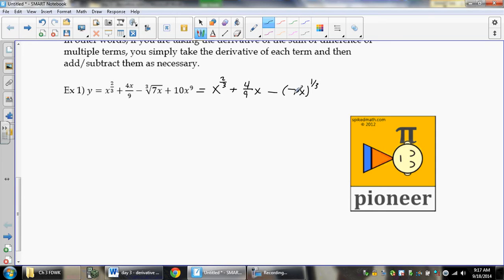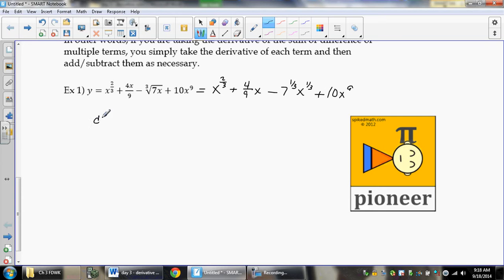Well, wait a minute. We haven't talked about when you have a 7 raised to 1/3. So you know what? I'm not going to leave it like that. 7x to the 1/3 is the same as 7 to the 1/3, x to the 1/3, and now I have a coefficient and an x, and then I have 10x to the 9th.